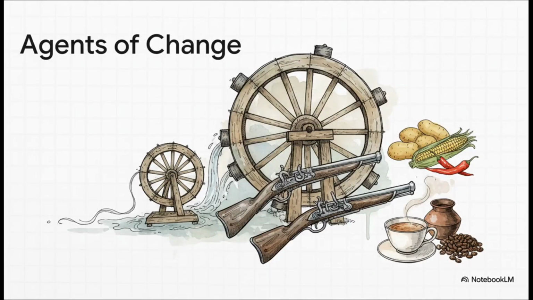And just look at this list. Every single item here wasn't just some new curiosity. It was a catalyst for massive change. The Persian wheel completely changed agriculture. Firearms revolutionized warfare. And honestly, can you even imagine the food today without potatoes and chilies? Or the culture without tea and coffee? These weren't just new items. They were agents of social and economic evolution.